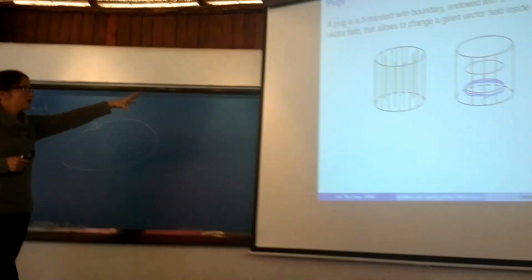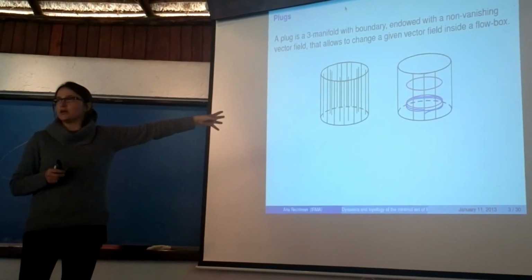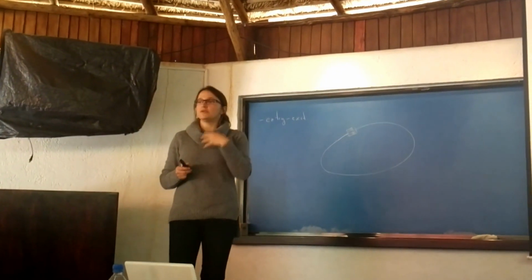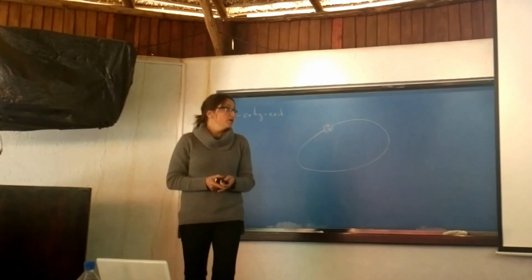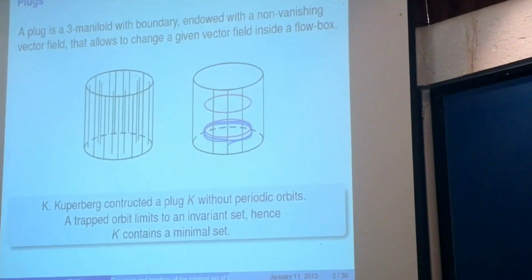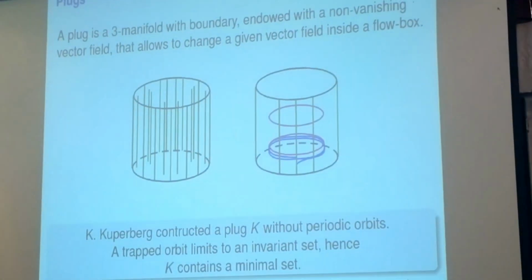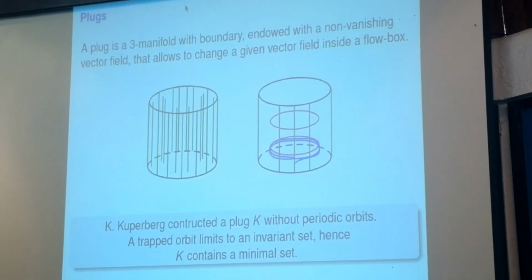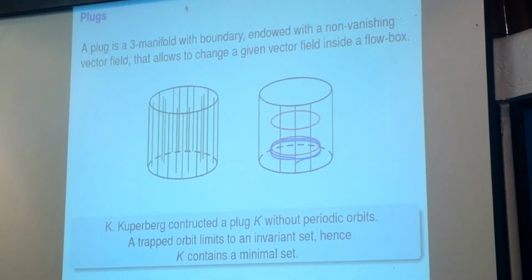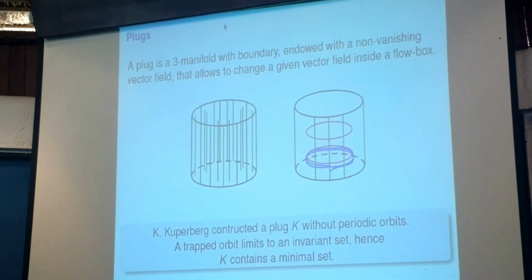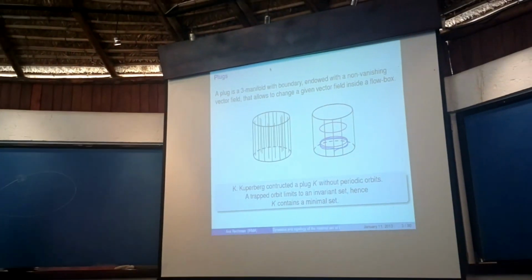The idea of Kuperberg is to have a plug that has no periodic orbits inside. So when you cut the periodic orbit, you are not creating new ones. So Krystyna Kuperberg constructed a plug without periodic orbits. And one important thing for my talk is that a plug is also an instrument to introduce a minimal set into a flow, because a plug always has a minimal set. By minimal set, I mean a set that is closed, invariant, and doesn't contain any proper subset that is closed and invariant.